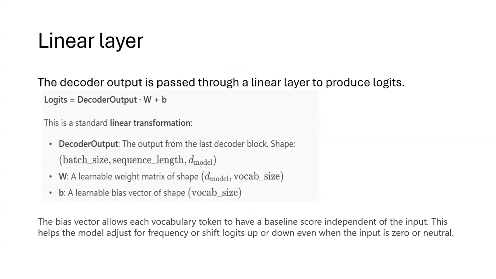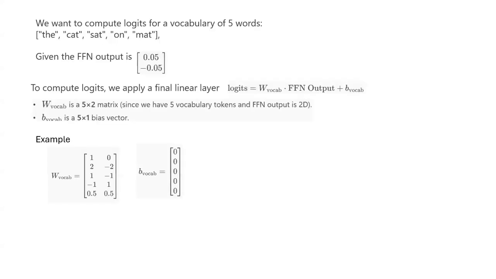One important thing we need to understand is the weight matrix we had. Its dimension is the embedding dimension by the vocabulary size. That is what we need to care about. And this bias is also of the vocabulary size. So it happens something like this. Suppose we want to compute logits for a vocabulary of 5 words, right? So in the vocabulary we have 5 words.